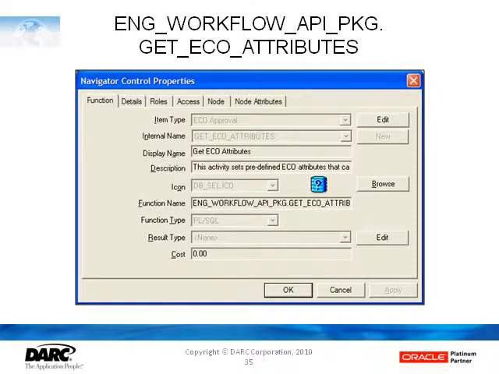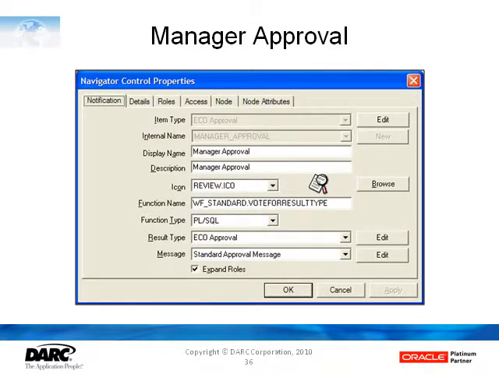So again, here we're looking at the get ECO attributes properties. Again, this is a seeded function that Oracle gives you that grabs the information from the ECO header. And the first step in this process is the engineering manager has to approve this before it goes any further. So this really is the same voting approval that we saw before. He'll either approve or reject.